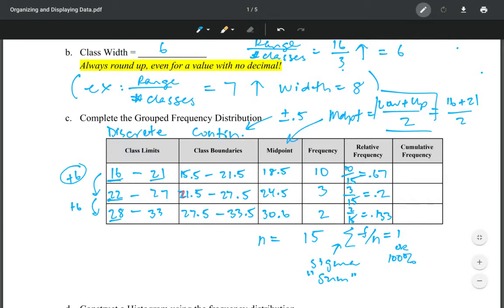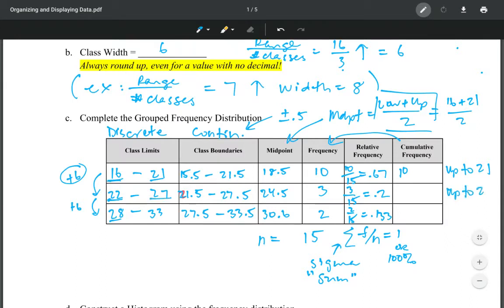Finally, cumulative frequency. Cumulative just means a running total. So I'm going to link this with my frequency column to get my running total. I start with 10. As I read these cumulative frequencies, it means up to. So up to age 21, I have 10 people. The next one is going to be up to, and this is going to include everybody in my first and second class.